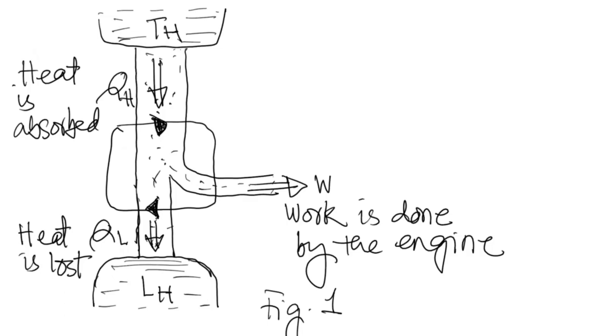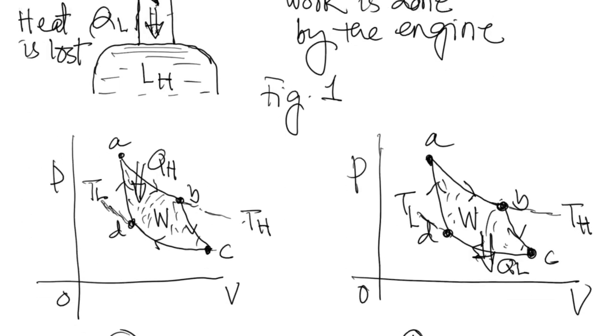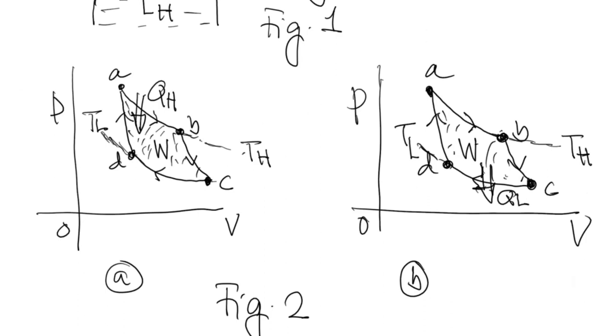The figure 2A shows that if we place the cylinder in contact with the high temperature reservoir at temperature TH, heat QH is transferred to the working substance from this reservoir as the gas undergoes an isothermal expansion from volume VA to volume VB.